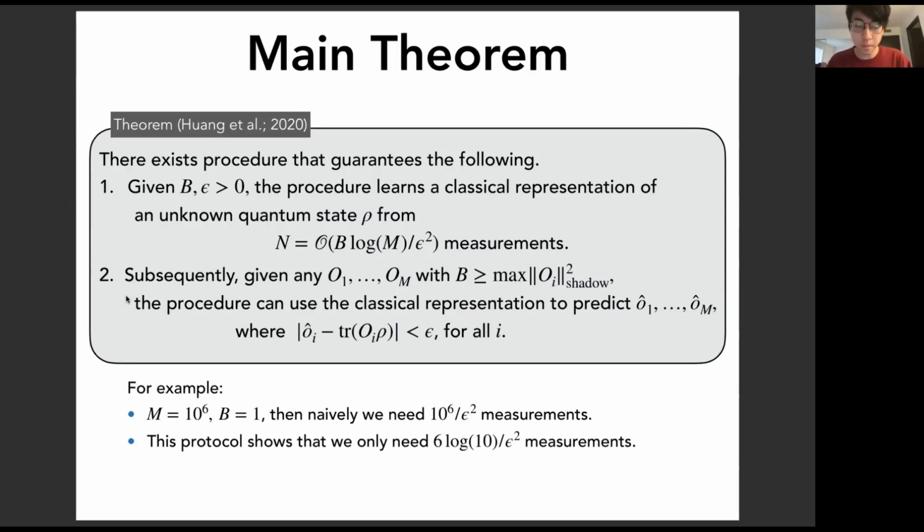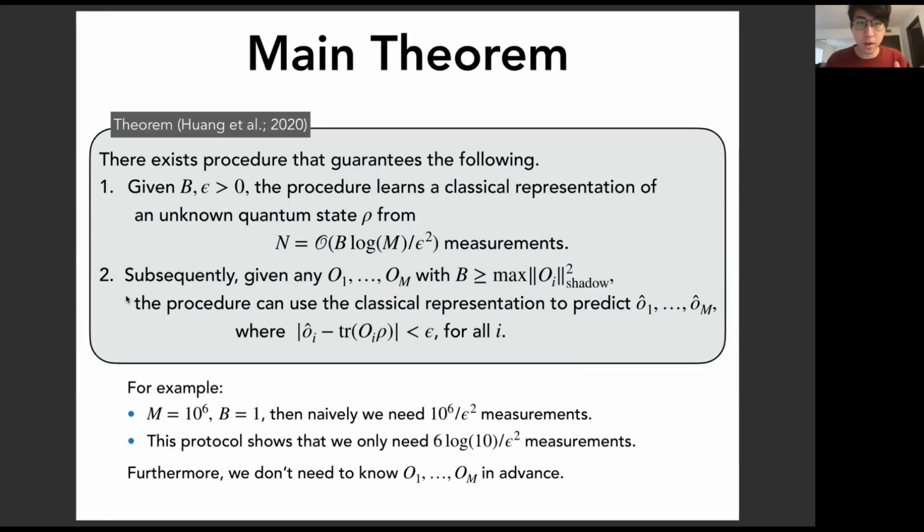So for example, if you wanted to measure 10 to the 6 different observables with the norm bounded by 1, then naively we would require 10 to the 6 over epsilon squared measurements. Basically you just look at each observable and measure them sequentially. However, this theorem shows that we actually only need 6 log 10 over epsilon squared measurements, which is a significant reduction from 10 to the 6 over epsilon squared measurements. Furthermore, we actually don't need to know these observables O1 to Om in advance.